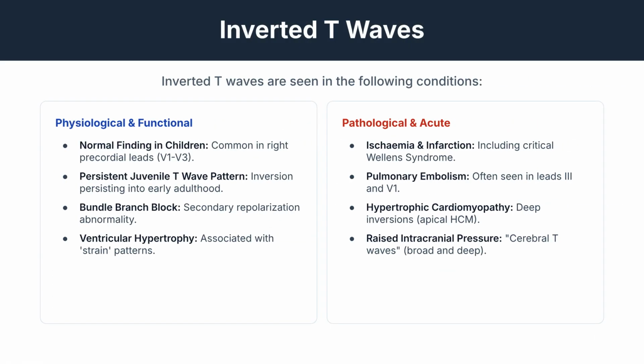Inverted T waves can be physiological or functional, such as a normal finding in children or secondary to bundle branch block. Pathological causes include ischemia, pulmonary embolism, and hypertrophic cardiomyopathy.